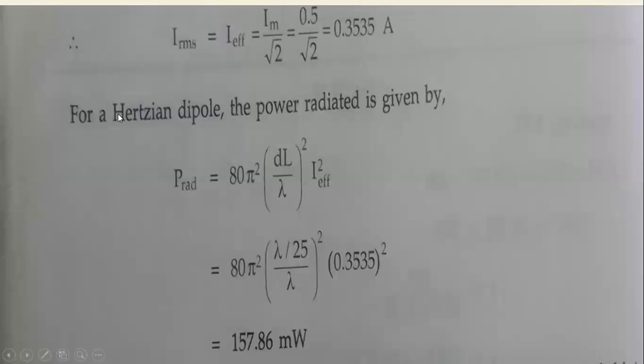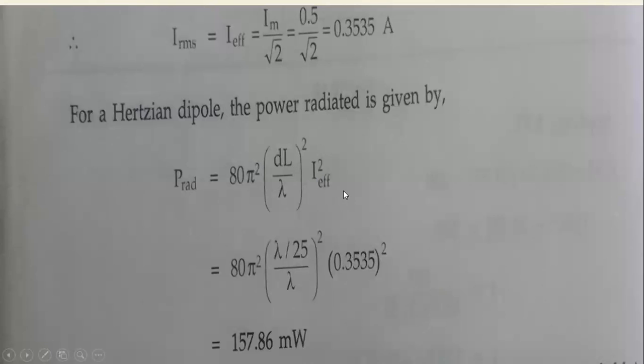Similarly, if you are going for the Hertzian dipole, the radiated power P radiated is equal to 80 pi square into (dl by lambda) whole square into I effective whole square. So these are the derived expressions, and in this way we can calculate the radiated power. Here dl is given in the numerical as lambda by 25, and this lambda will be as it is.